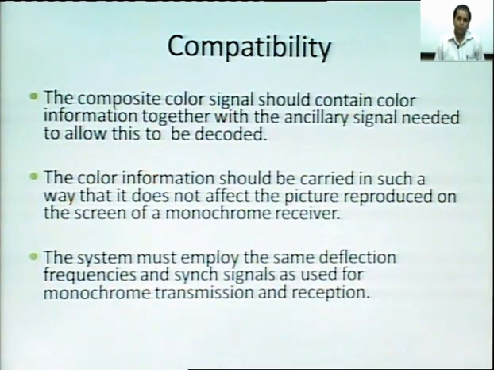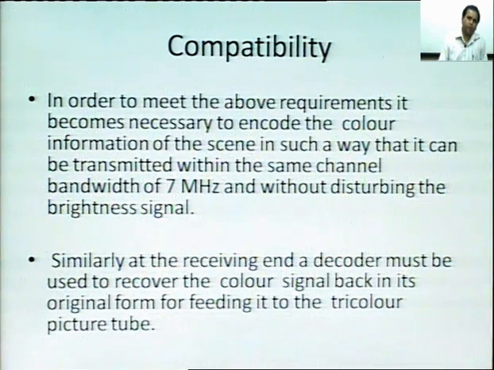Next, the composite color signal should contain color information together with the ancillary signal needed to allow it to be decoded. Next, the color information should be carried in such a way that it does not affect the picture reproduced on the screen of the monochrome receiver. It should be able to display in monochrome form also. The system must employ the same deflection frequency and sync signal as used for monochrome transmission and reception. Basically, we have the monochrome system and we add color to it. So, these are some of the requirements which are to be met.